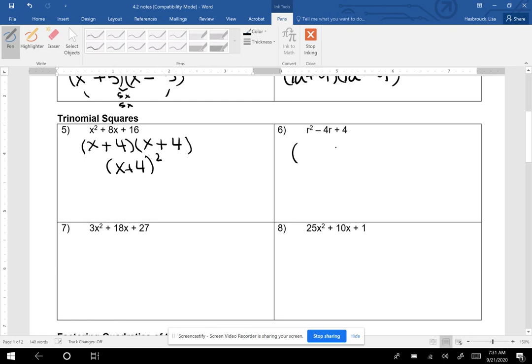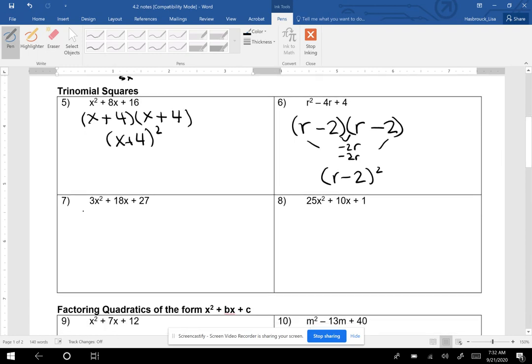Follow the same process for number 6, two sets of parentheses. R squared is r times r. What times what equals 4 that combined will give you a negative 4? Well, if we have a 2 and a 2, and we make those both negative, negative 2 times negative 2 gives us the positive 4 at the end. And then negative 2r here, plus another negative 2r will give us that negative 4r in the middle. Now, these are the same exact expression in both sets of parentheses, so I can write this as r minus 2 squared.